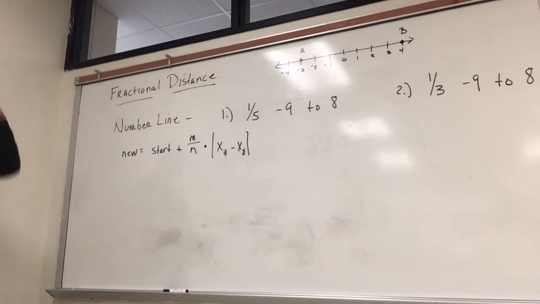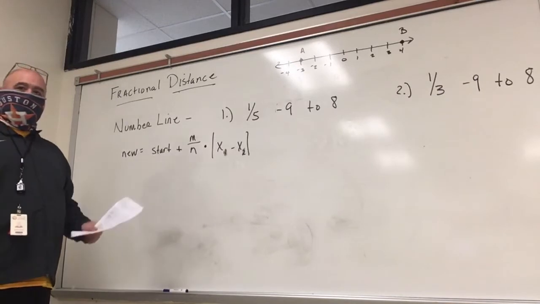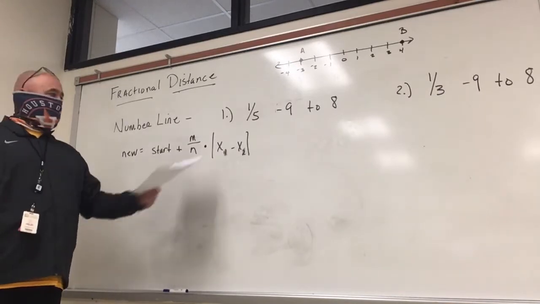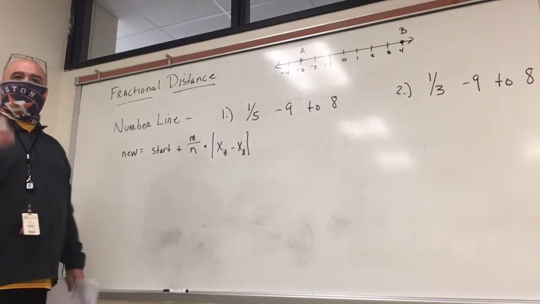Now, that sounds really complicated, but it's not. So could you put the fraction right there, and then put the two points right there? You put your start point, plus your fractional distance, times your start point subtracted from your second point. So this is how you do this.